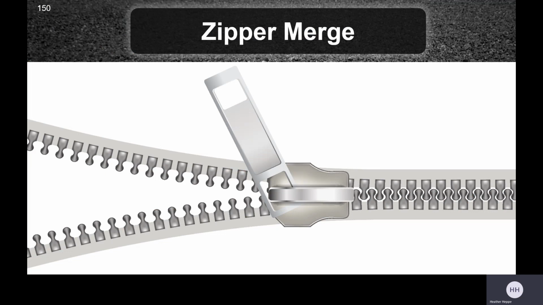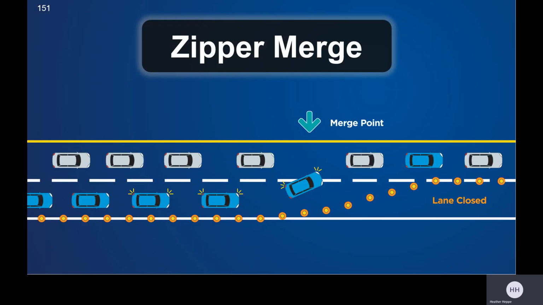Okay, we're going to talk about the zipper merge. A lot of times we find this when we're in construction zone areas and they want us to zipper merge. I'm going to show you this here. This is where the lane is closed, and ideally what we should be doing is alternating cars at a merge point. Now I say this is ideally.